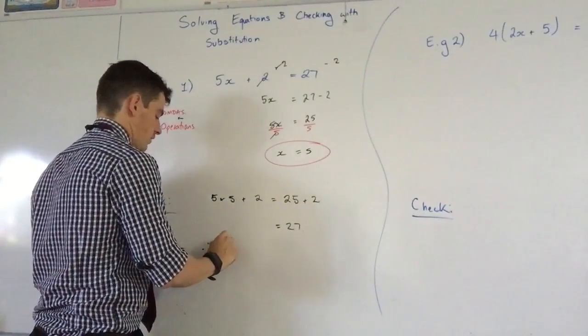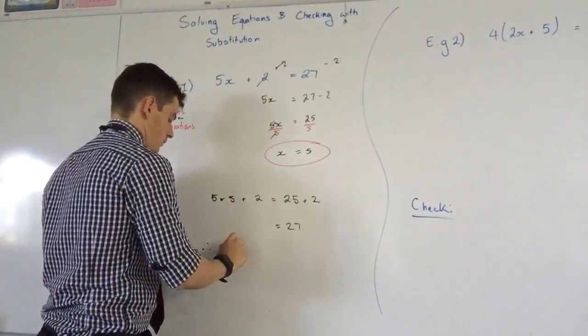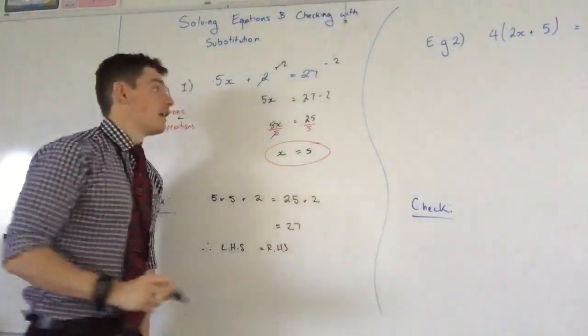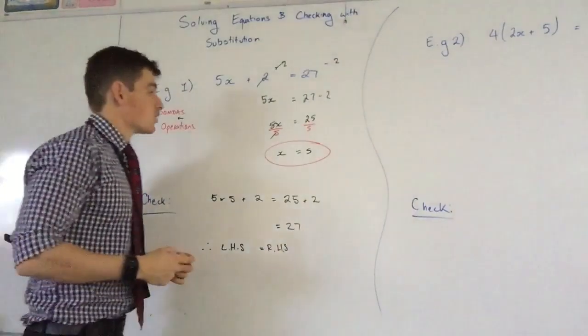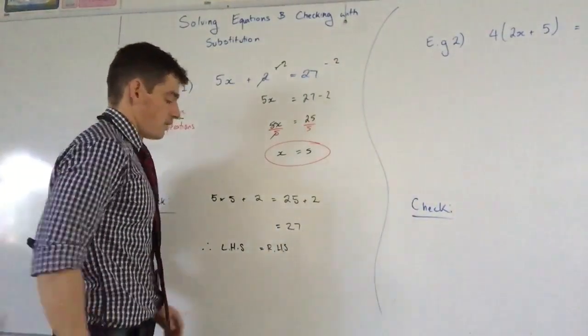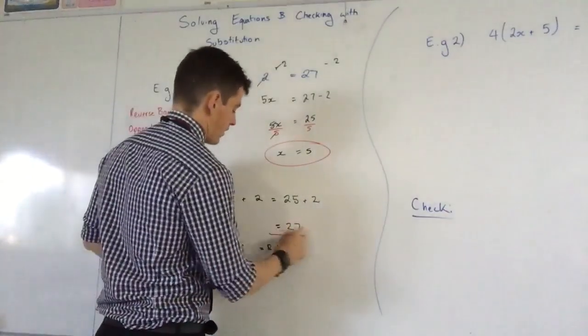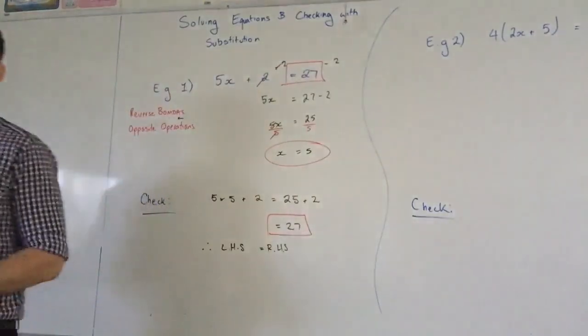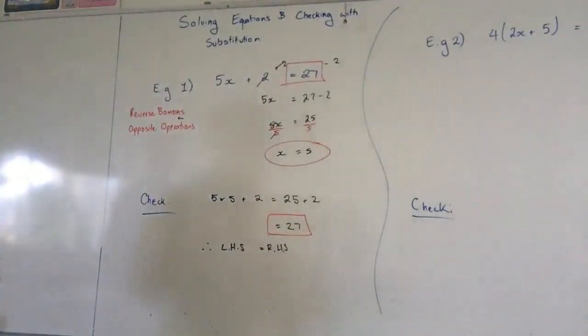Therefore, left-hand side equals right-hand side, and our answer is correct. So as we can see, the 27 we have from up here, from below, when we subbed our x equals 5 back in, was the same value that we had initially at the top. Therefore, our left-hand side equals our right-hand side, and our value is correct.